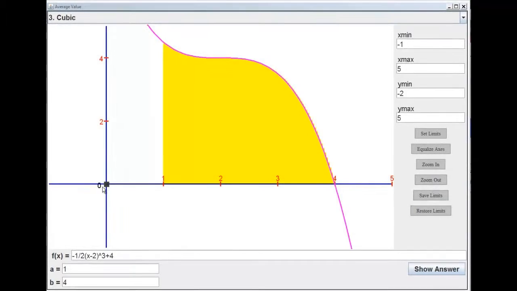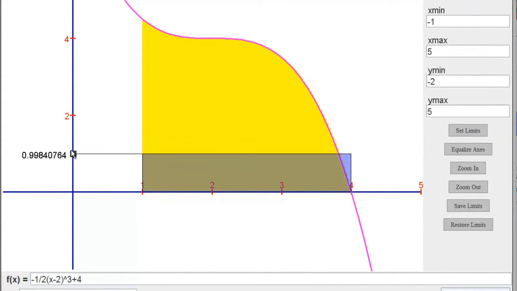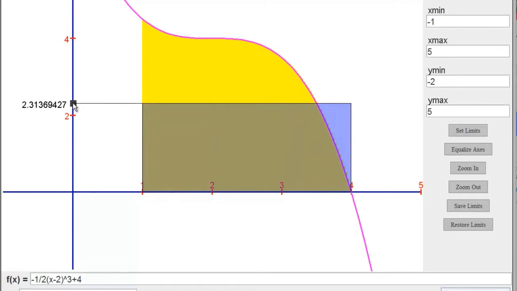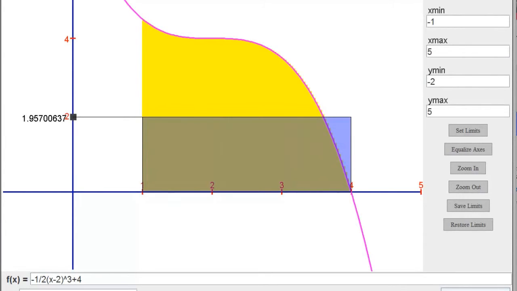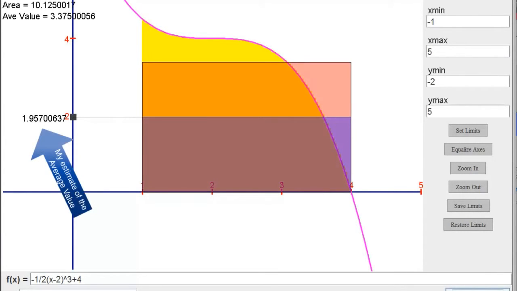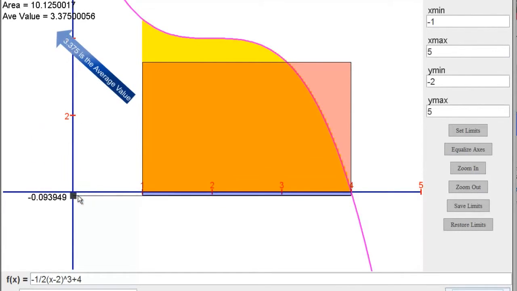The next function is a cubic on the closed interval [1, 3]. If I were to visually estimate the integral, then I would say that the average value is approximately 2 with an integral value of 6. My estimate was quite low. The actual value is 3.375 with an integral value of 10.125. Was your estimate better than mine?